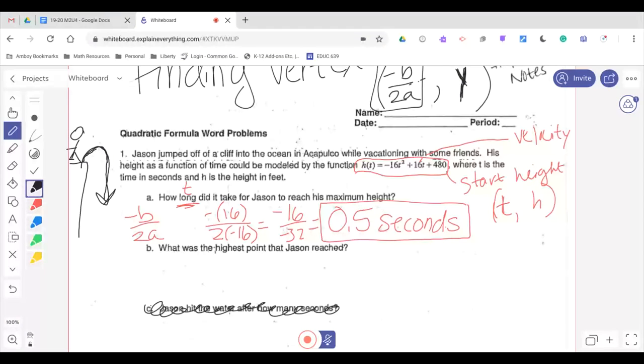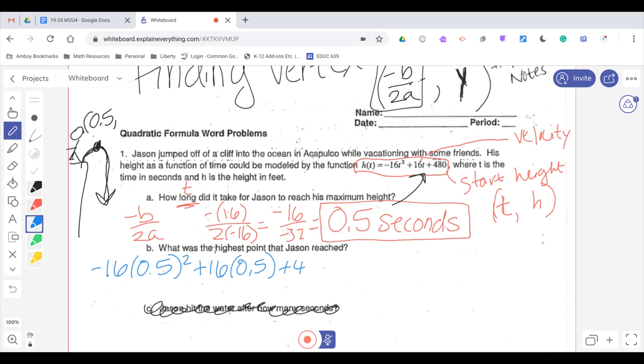Question B is then, what was that highest point that Jason reached? Here's his highest point. It took him half of a second to reach that. How high was he at that half a second? So I'm going to take 0.5 and plug it back into my equation for t. I'm going to have negative 16 times 0.5 squared plus 16 times 0.5 plus 480.